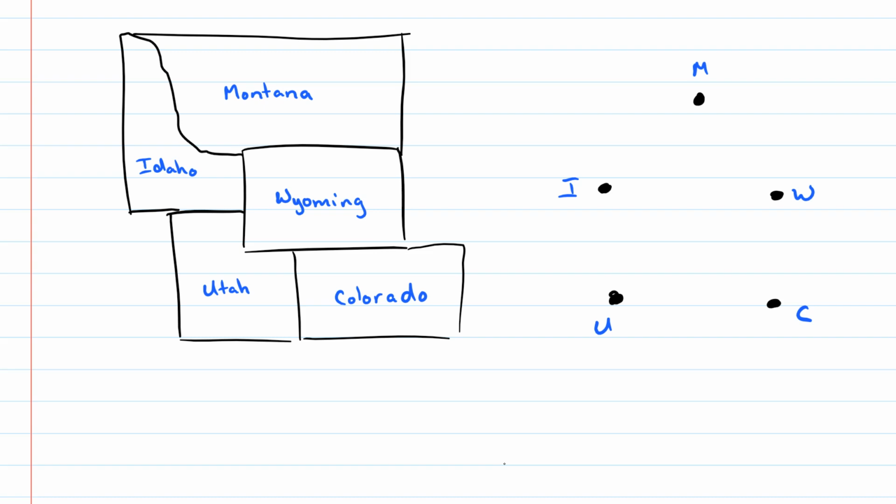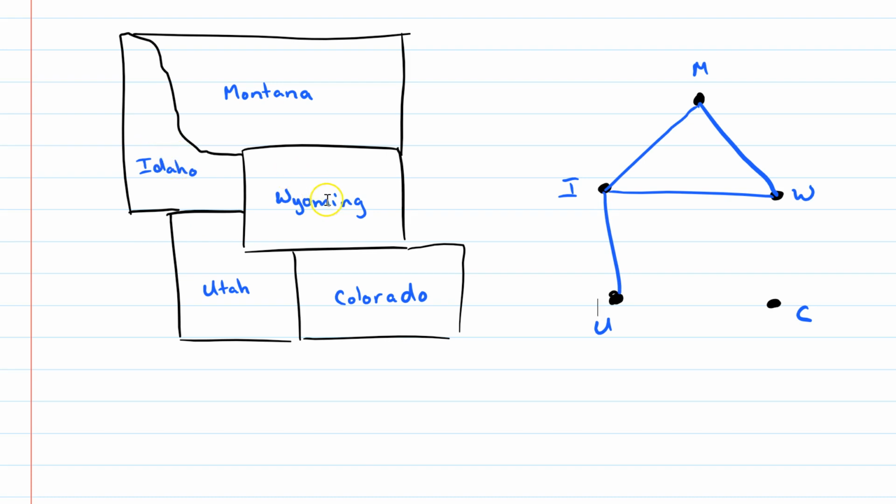Now I'm going to look at whether or not two states share a border, and if they do, I'm going to draw an edge. Montana and Idaho share a border, so I'm going to draw an edge. Montana and Wyoming share a border, so I'm going to draw an edge there. Montana doesn't border any of the other states, so I don't need to draw another edge for Montana. I'm going to look at Idaho. Idaho borders Montana, we've already got that. It borders Wyoming, so I need to draw that edge, Idaho and Wyoming. Idaho also borders Utah, so I need an edge from I to U.